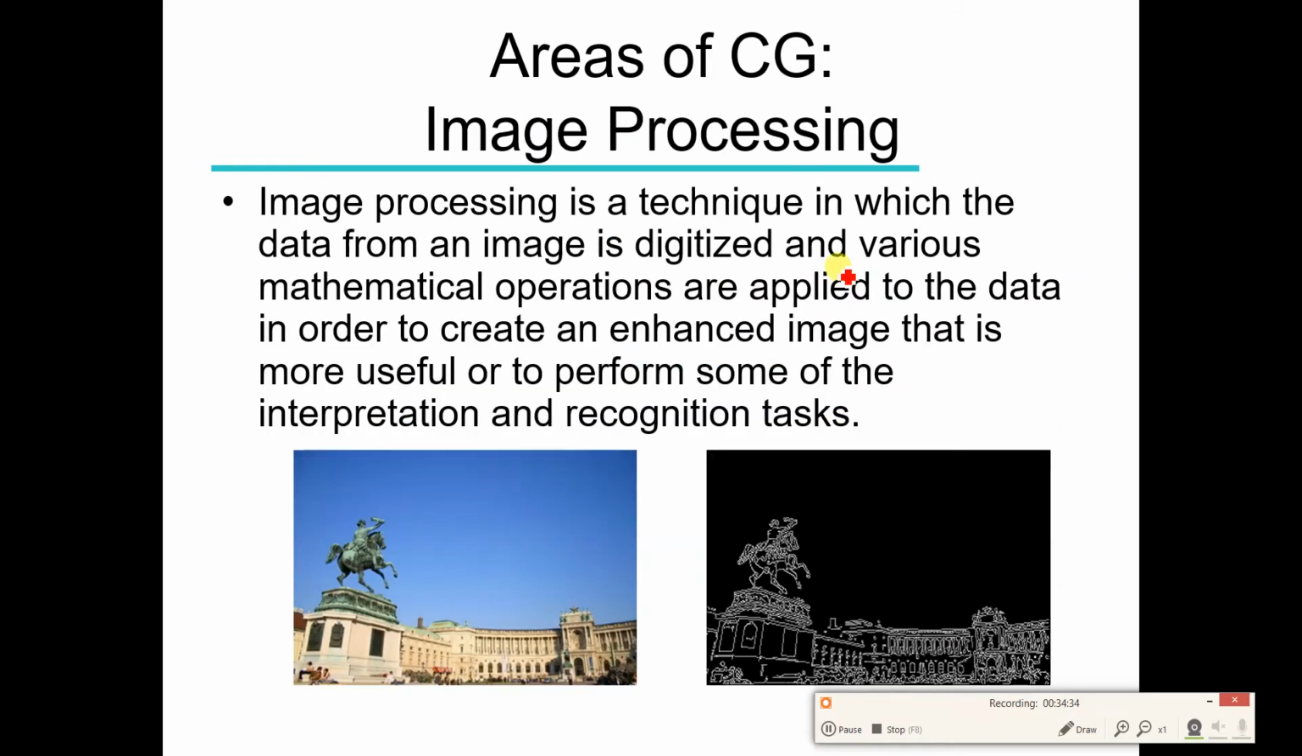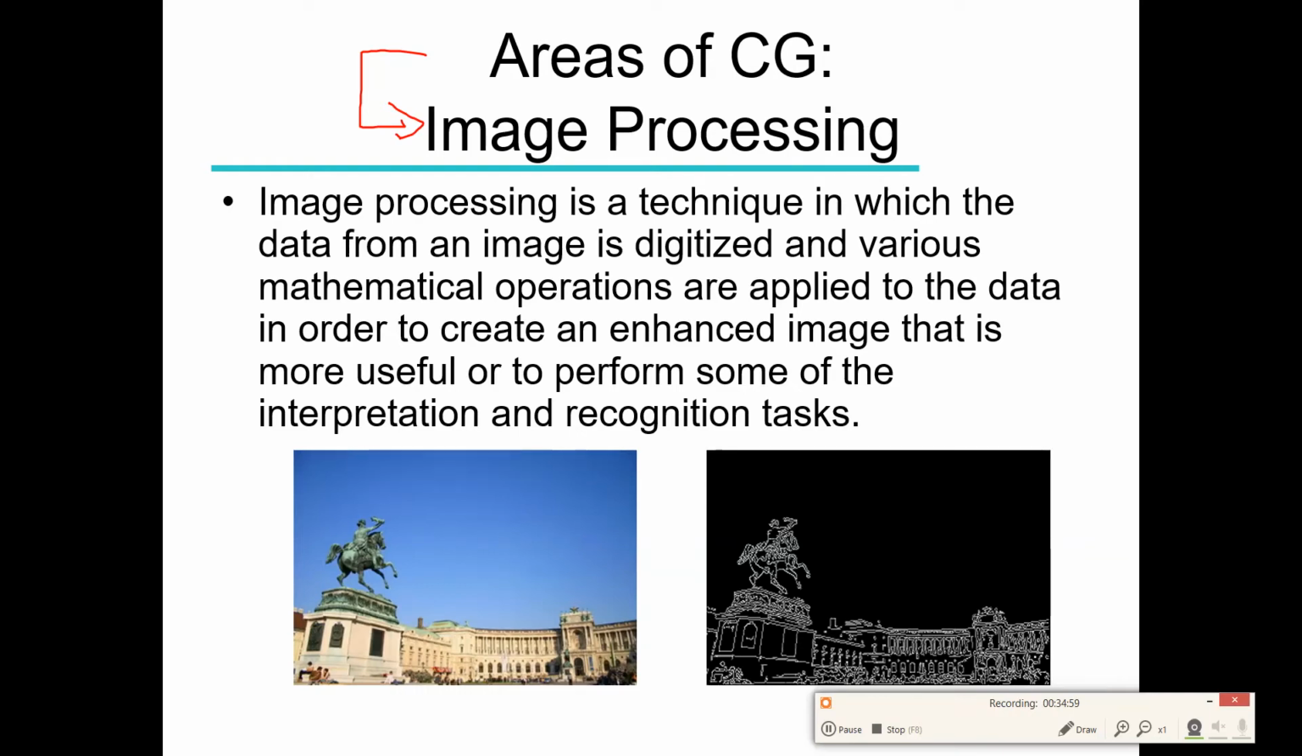The next area of computer graphics is image processing. Image processing is a technique in which the data from the image is digitized and various mathematical operations are applied to the data. First we are performing the digitization of the picture or the scene.